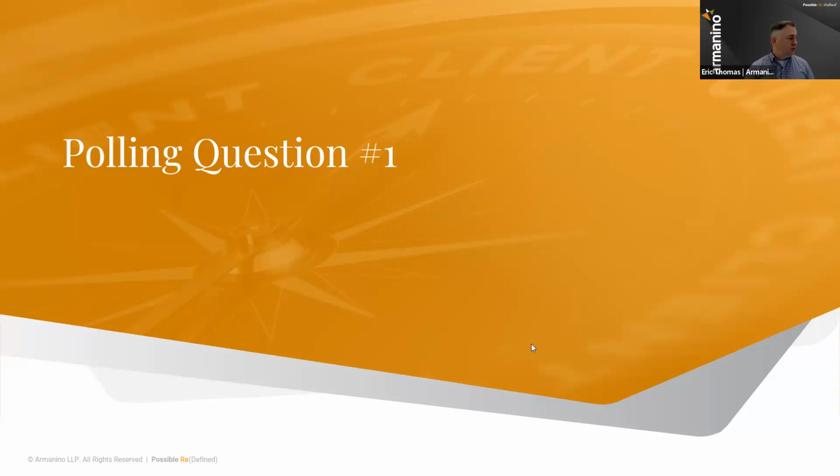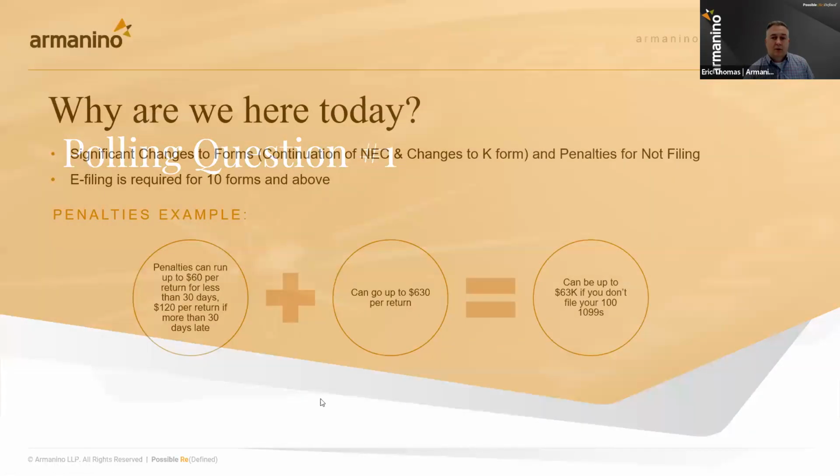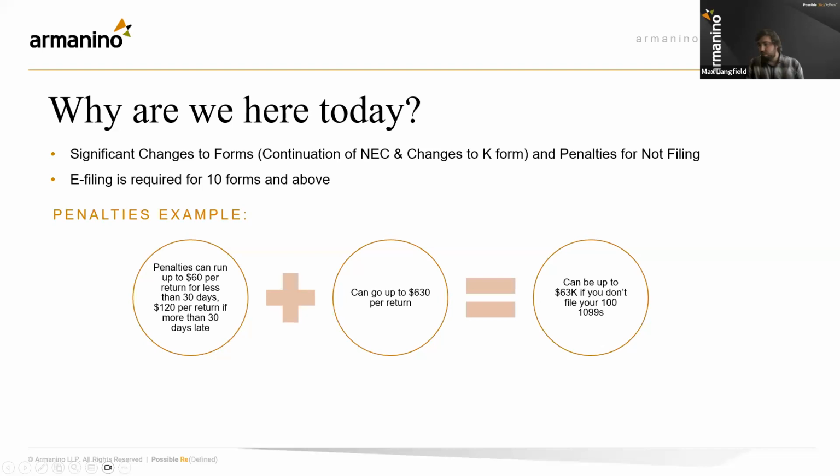Let's move to the next section, which is why we're here today. So the primary reason that we're here today is to make sure you're prepared and ready to file in January. Like I mentioned before, there's a lot going on for year end. 1099s are rarely the thing on the top of everyone's mind. So we want to make sure that you're ready and you have the information you need. And a big piece of that is the IRS makes changes every single year. And we want to make sure that you are aware of those changes.